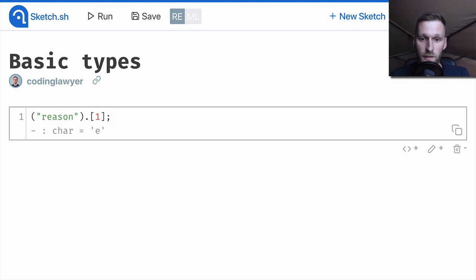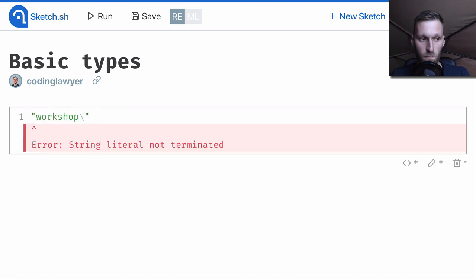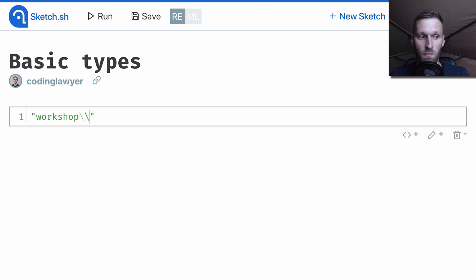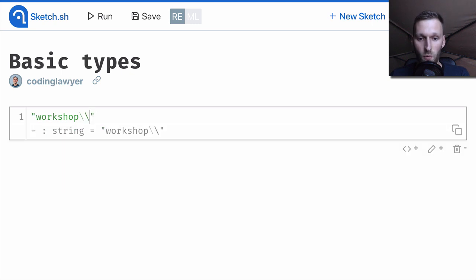Also, you need to remember that special characters in strings need to be escaped. You can see we got an error because we need to use a double backslash to escape this. Now it works.